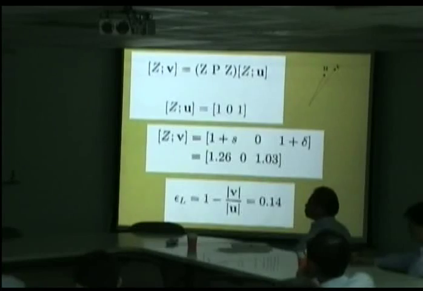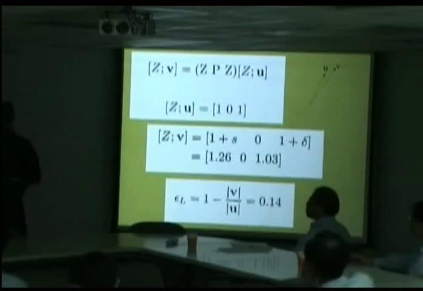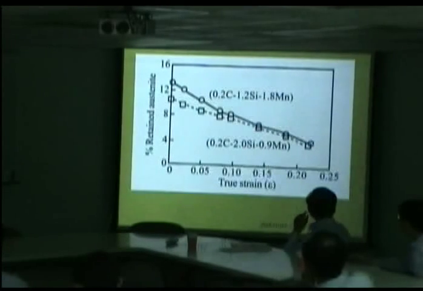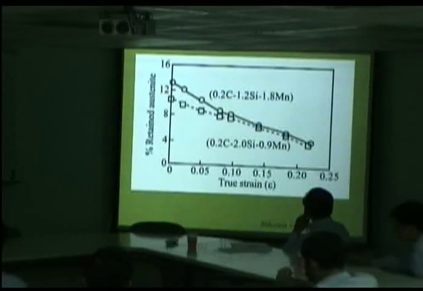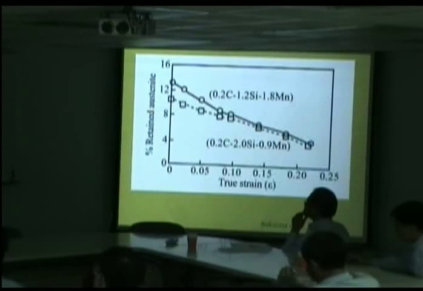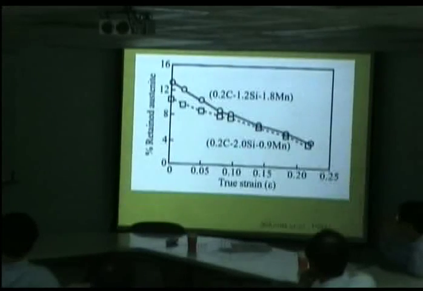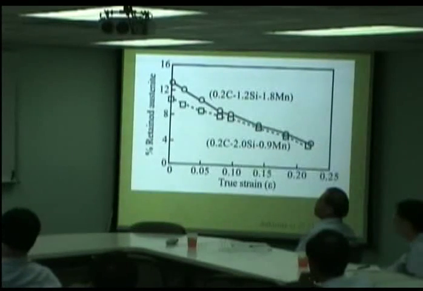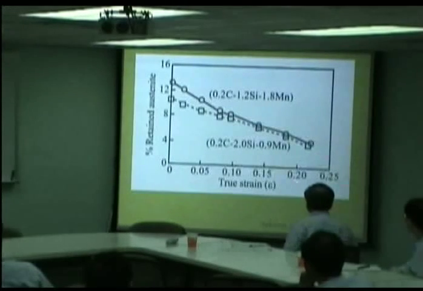Now, is that the reason why TRIP steels are very ductile? Well, the answer has to be no, because we don't have 100% austenite in a TRIP steel. We have actually very little austenite, typically 12%. That means that if I take my 14% elongation, 0.14, and I multiply it by the volume fraction of austenite, that gives me the amount of elongation I should get if all of that austenite transformed into martensite in the TRIP steel. Notice that the typical elongations we observe in TRIP steels are around 25%.